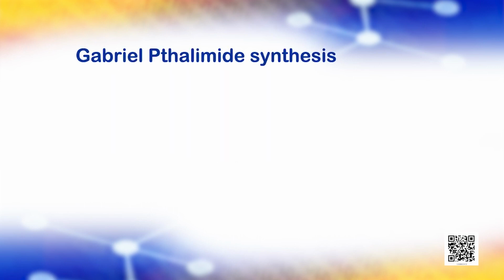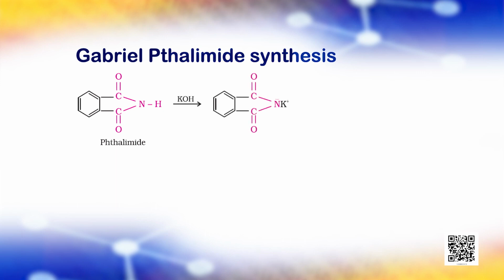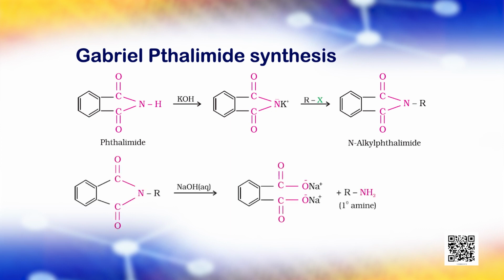Gabriel synthesis is used for the preparation of primary amines. Phthalimide on treatment with ethanolic potassium hydroxide forms potassium salt of phthalimide, which on heating with alkyl halide followed by alkaline hydrolysis produces the corresponding primary amine.